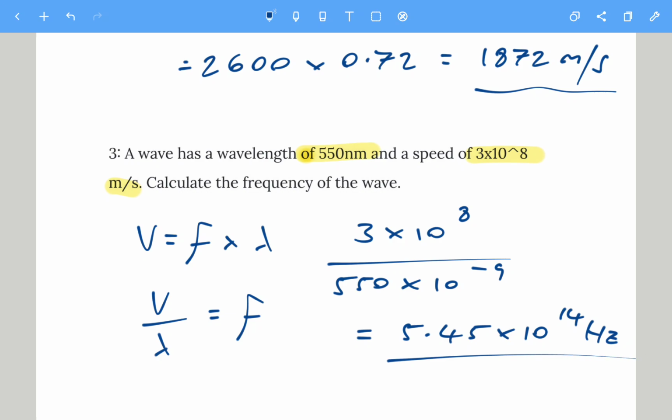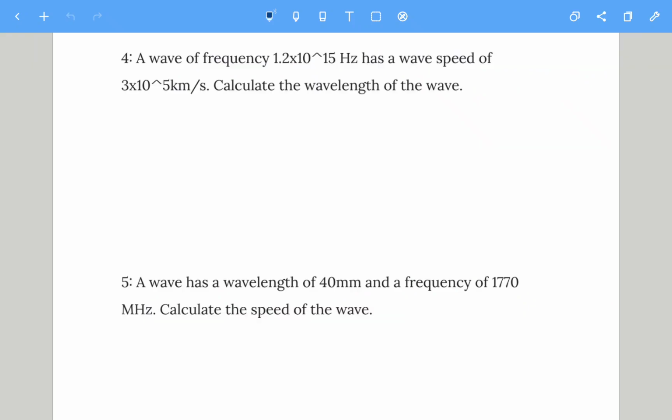That's what makes those questions tricky. It's not the maths, it's dealing with the standard form and the units. Okay, so let's do 2 more practice questions. All right, let's do 4 and 5. So if you want to pause and have a go, and then I'll take you through the answers now.